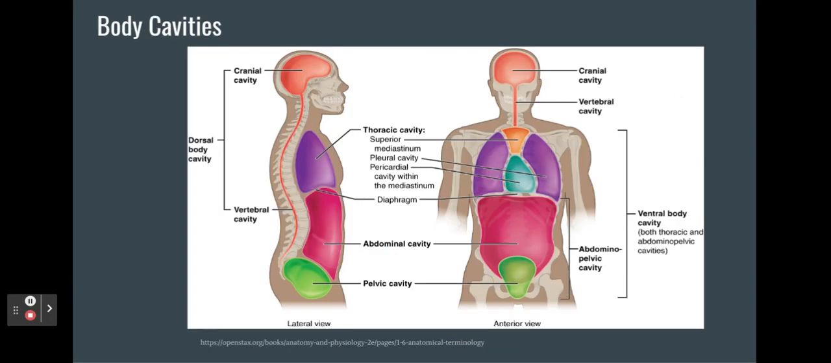One way the body maintains its internal organization is by the separation of compartments into cavities. The dorsal body cavity contains both the cranial cavity and the vertebral cavity. The ventral body cavity contains both the thoracic and the abdominal pelvic cavities. The thoracic cavity is further divided into the mediastinum, pleural, and pericardial cavities, and the abdominal pelvic cavities contain the abdominal and the pelvic cavities.